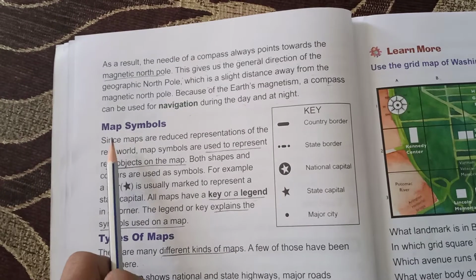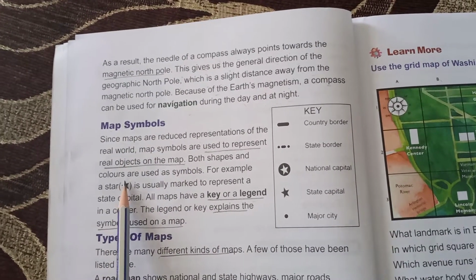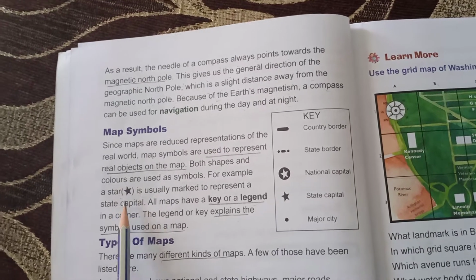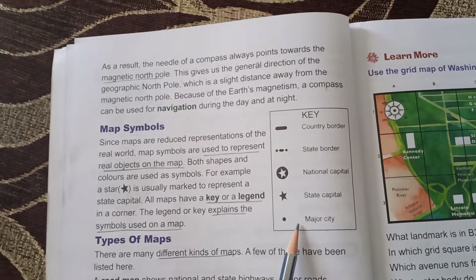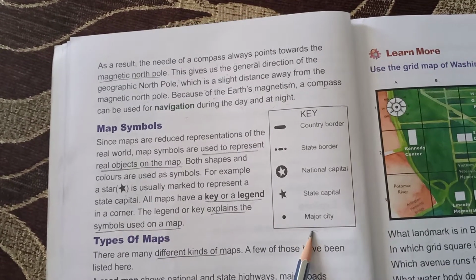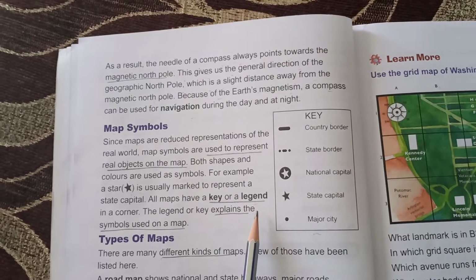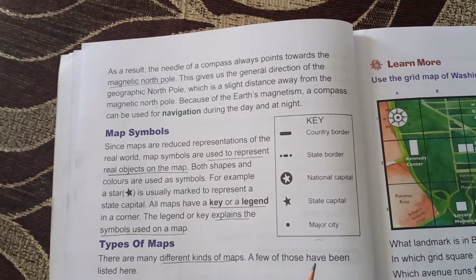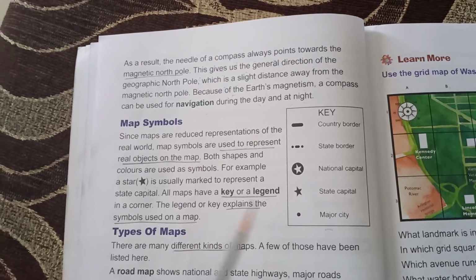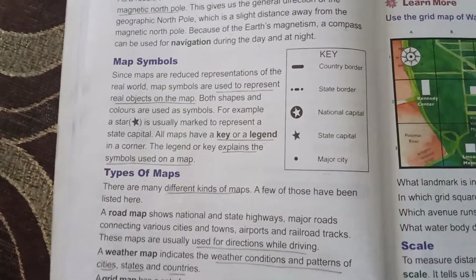What do we understand by map symbols? These are the symbols to represent real objects on the map. For example, a star is used to represent a state capital. This dot is used to represent a major city. And there is a key or a legend in a corner of a map which explains the symbols used on a map. Now comes the types of maps.